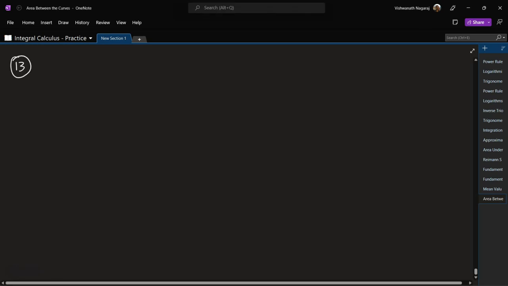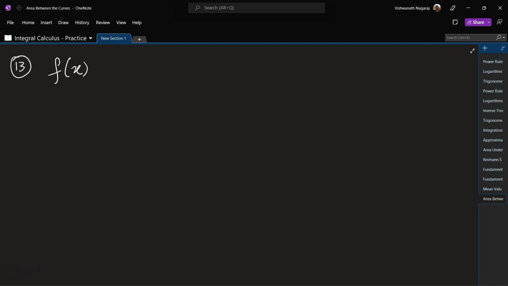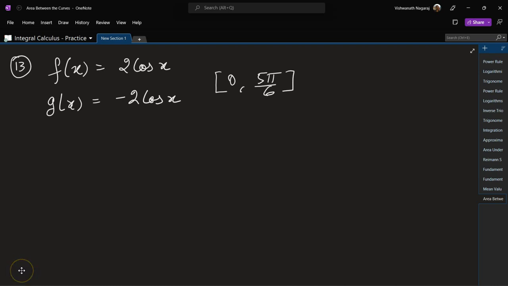Okay, 13th one. Now let's change gears. f of x is equal to 2 cos x and g of x is equal to minus 2 cos x. And we have to figure out the area between the two curves in the interval 0 to 5 pi by 6. As usual, we have to first figure out whether they intersect each other.